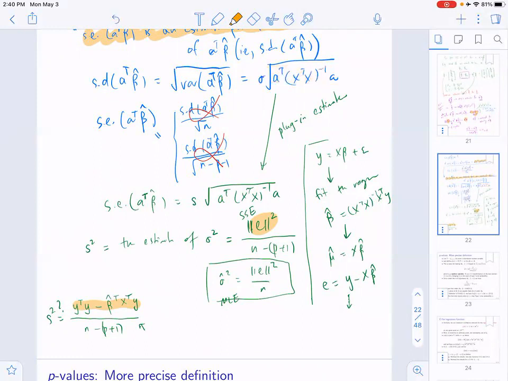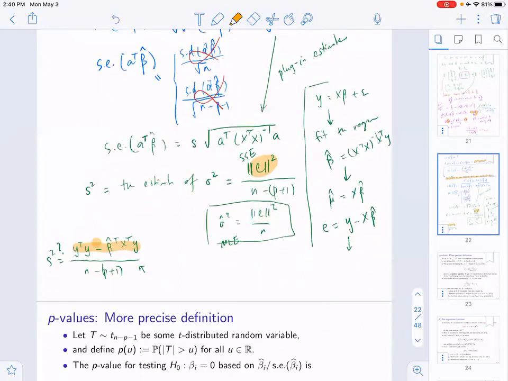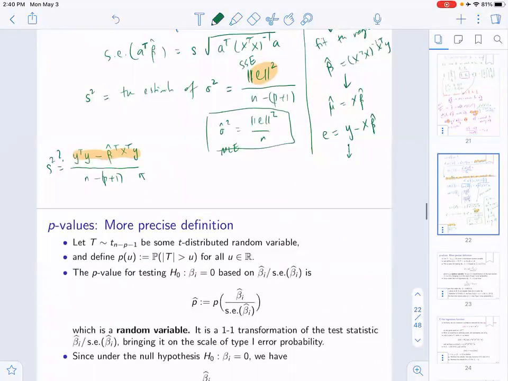Okay, so a couple of things. Going back to this, this is mu hat times y. That's mu hat, right? And so what you're effectively claiming is that the norm of e squared is y squared minus mu hat times y. Okay.